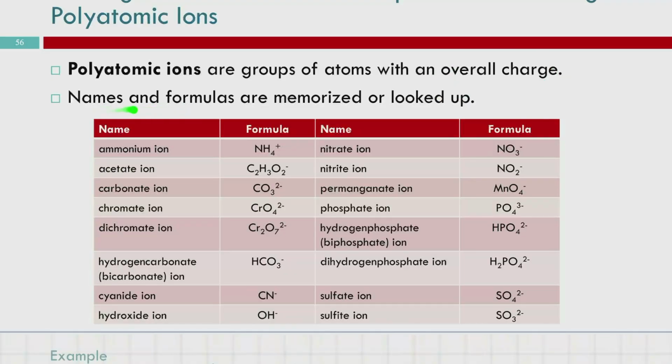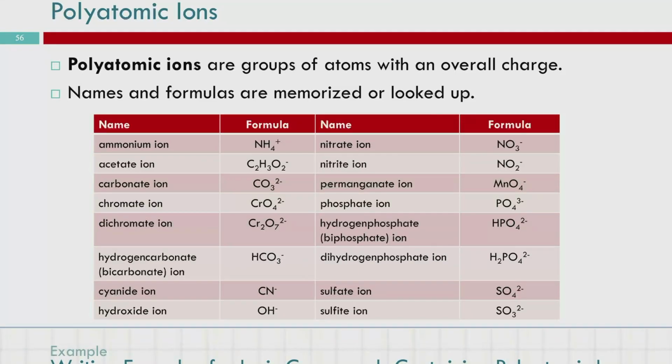The names and the formulas for these are either going to be memorized, as is the case for some of these, or they're things that you can look up or deduce from other names and formulas. So a couple of the ones on here I believe that you have to have memorized: ammonium, acetate, chromate, dichromate. It's most of these. But this is not an exhaustive list of all the things.